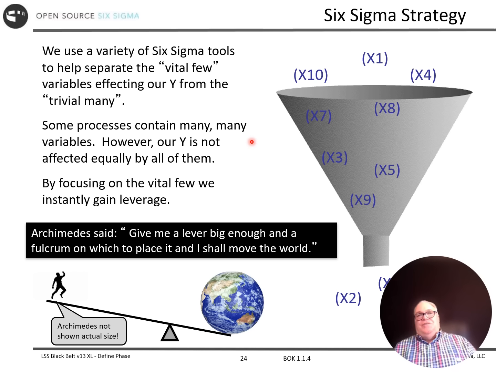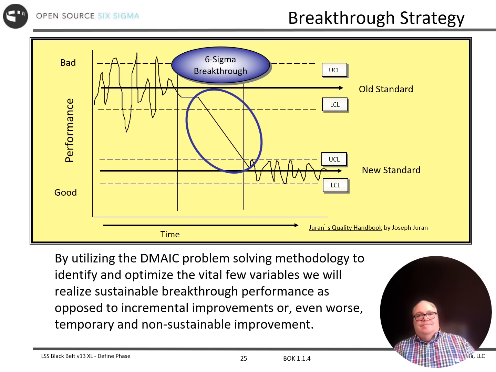So we call this the trivial many inputs versus the vital few. So you might hear us talk about that. But this is the beauty of the process. And in my almost 4 decades now of doing this, it's amazing how this works out. There's only one, two, or three variables that I really need to pay attention to out of the whole gamut that impact a particular output.